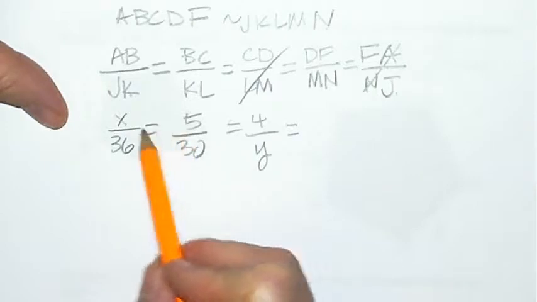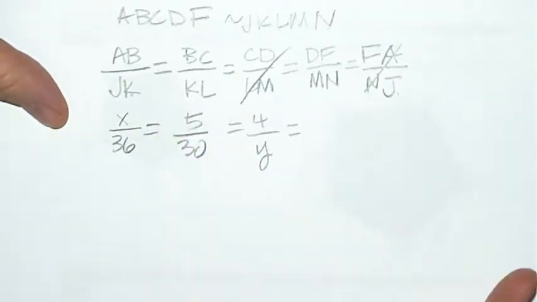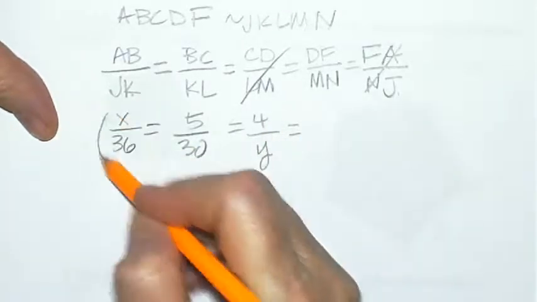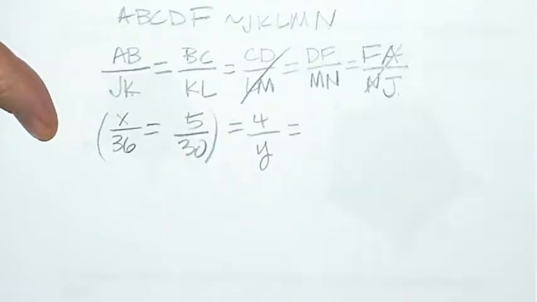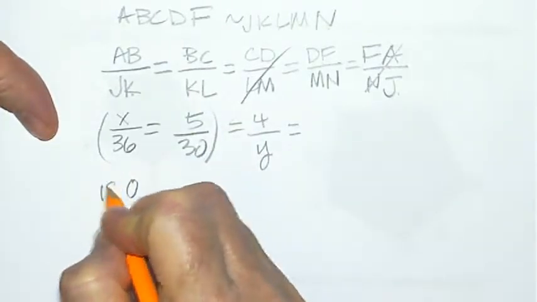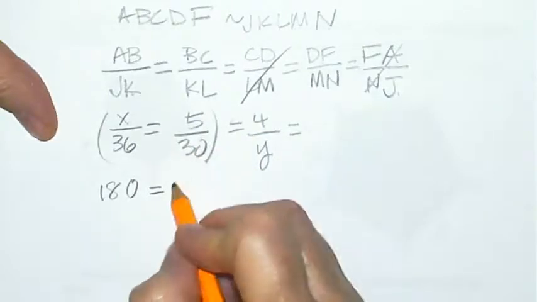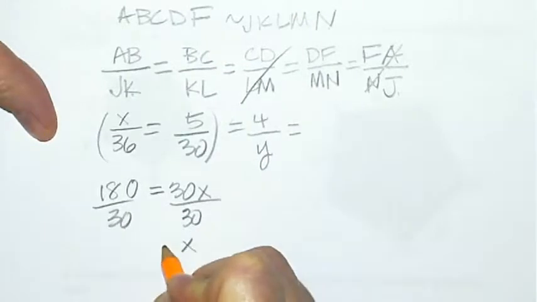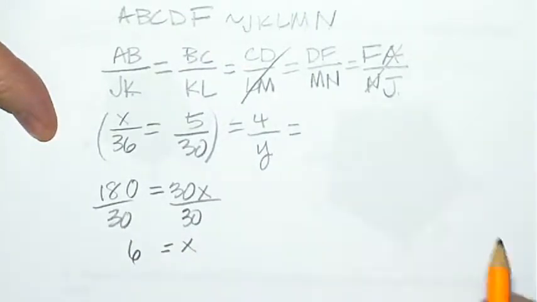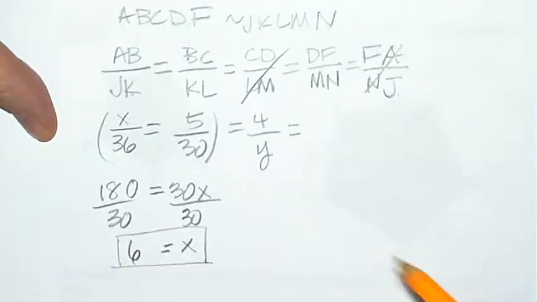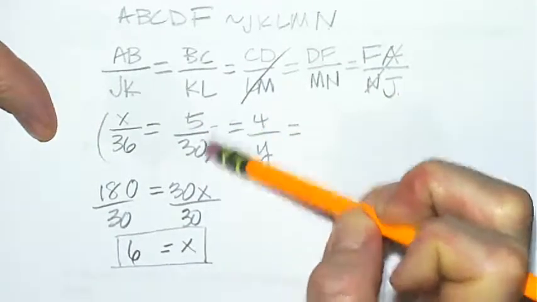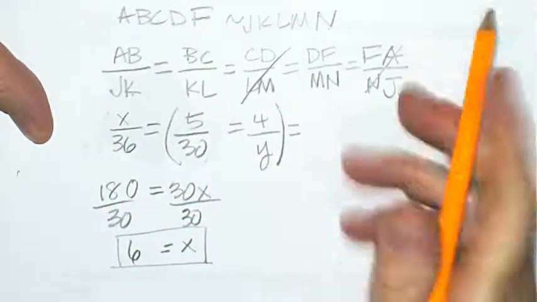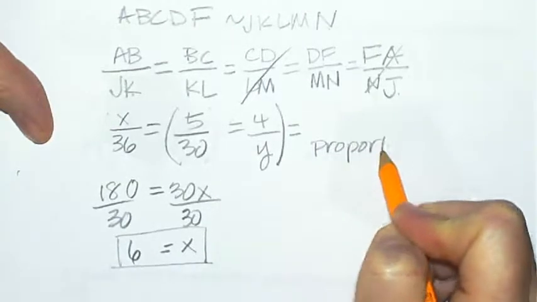Now some of you are going to cross multiply and divide, some people are going to do it different ways. Just show me your work and you'll be fine. So I'm going to cross multiply and divide here. I'm going to do 36 times 5. And then X times 30, and then I'm going to divide both sides by 30, so X equals 6. Now I'll do it the short way in a second. Then I'm going to use this proportion. So when you have two ratios that are equal to each other, this is a proportion.